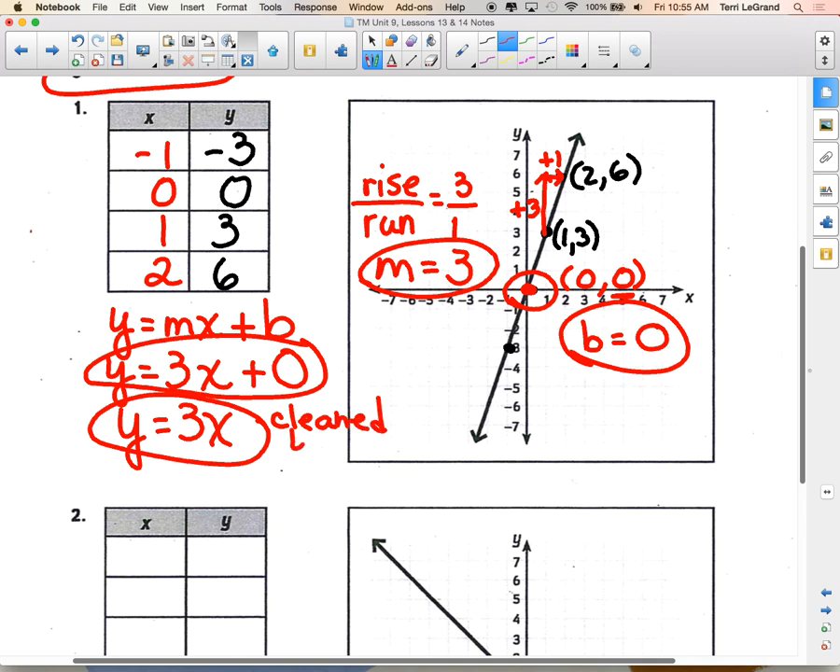Let's put that in your notes so you know that. So that just in case you have an equation that you figure to be y equals 3x plus 0 that isn't in the answer bank, but y equals 3x is, you're like, oh yeah, they cleaned it up. That's why I don't have the same answer.